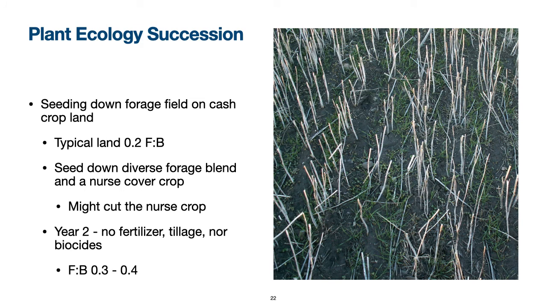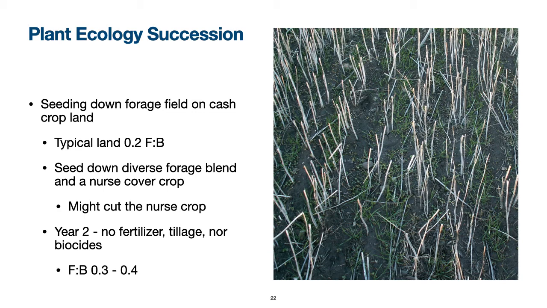So we'll do a bit of a case study. We're going to take some cropland and seed it down to forage. If we look at a typical cash crop land, and we're assuming that the fungal to bacteria ratio is around 0.2, we're going to be seeding down a diverse forage blend with a nurse cover crop, and we have the option of taking that nurse crop off as a hay crop. In year 2, we're not going to add any fertilizer, we're not going to do tillage, we're not going to use any biocides, and because we haven't disturbed it, we're going to build more fungi in that soil. That fungi is going to move our ratio up to 0.3 or 0.4.